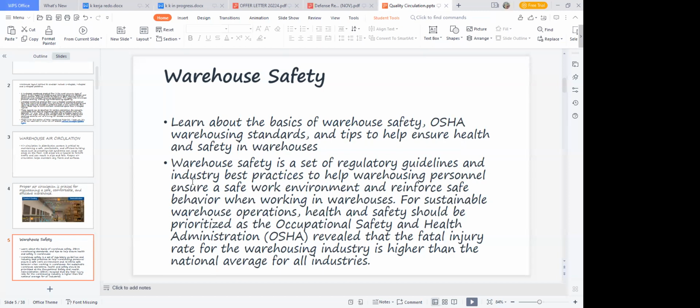So far, we have these bodies. We call it OSHA. OSHA is one of the organizations, one of the units. Sometimes we have this unit in our company. This unit's role is to ensure the safety.